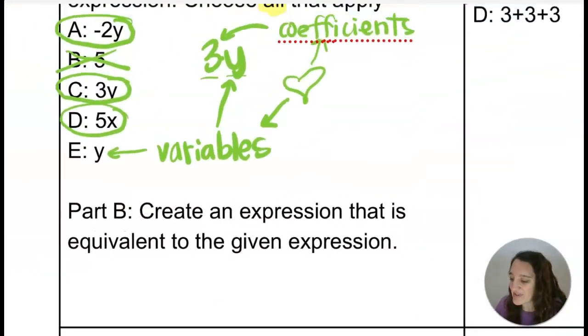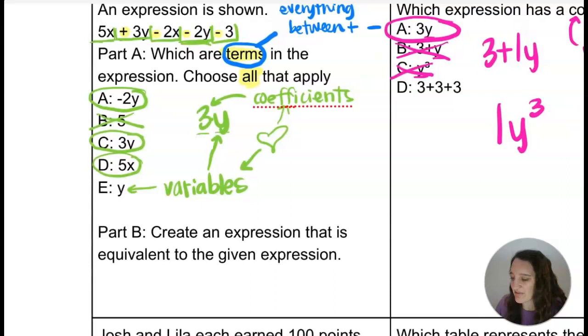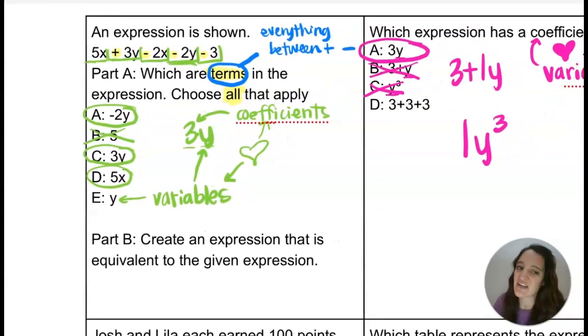All right. Oh, guys, we missed a part B. Oh, I bet you were yelling through the video. Mrs. Madsen, there's a part B. Okay, part B says create an expression that is equivalent to the expression. So equivalent means the same. So we have to have it have the same value. Now it doesn't have to look the same, but it has to equal the same.